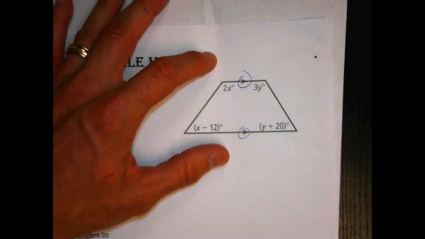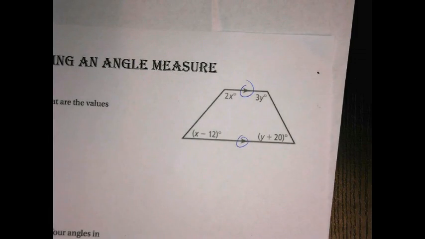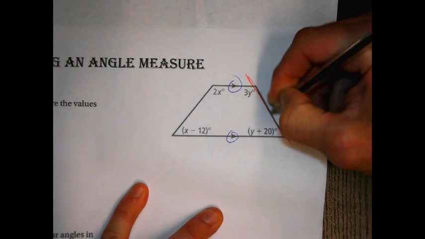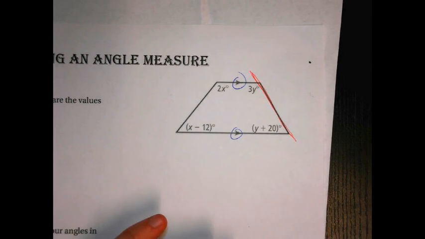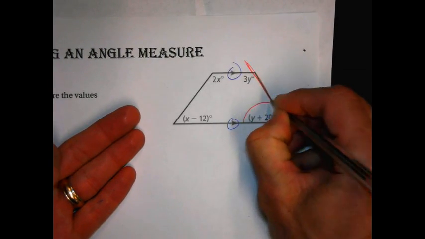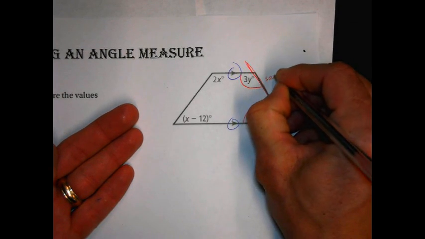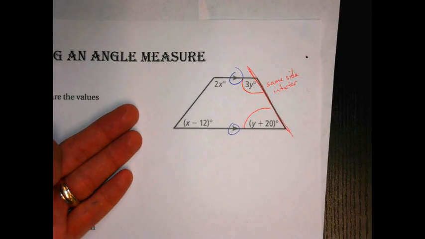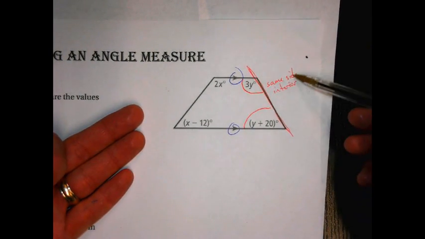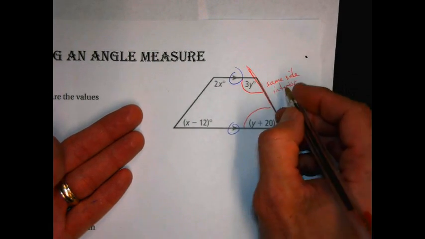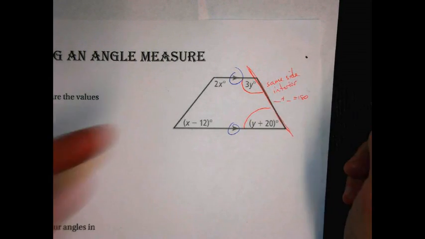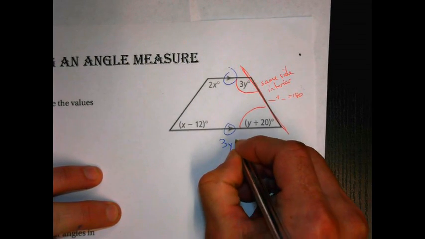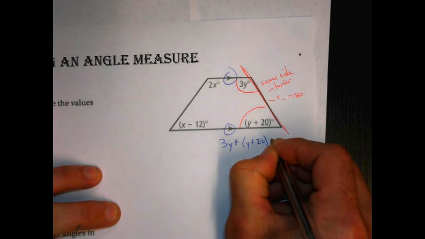So what does that mean? If we look at this side as a transversal, guess what we have? Same side interior angles. And if these are parallel lines, same side interior angles are supplementary. That means they add to 180 degrees. So we have to remember that. Now we have an equation to solve for y: 3y plus y plus 20 is equal to 180. Hard part, done.